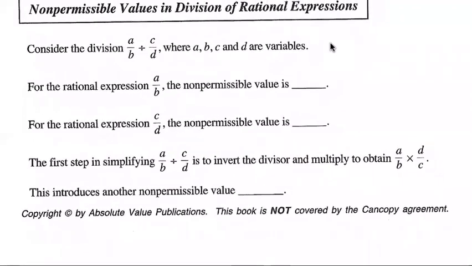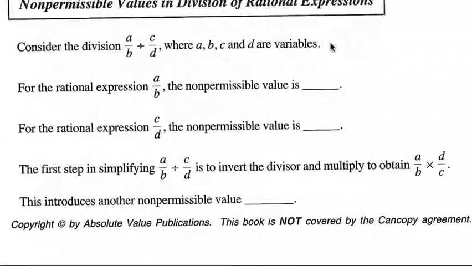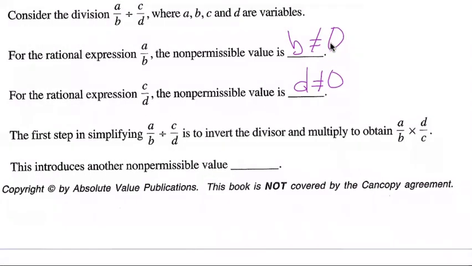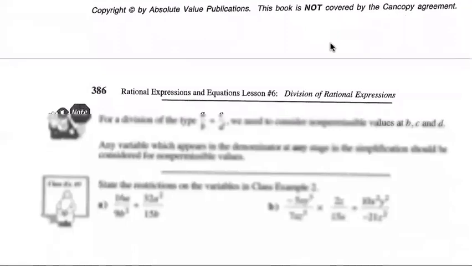For the rational expression A over B, the non-permissible value is B cannot equal 0. For the rational expression C over D, D cannot equal 0. The first step in simplifying this is to invert the divisor and multiply to obtain this. So now you can see C becomes a denominator. So we also have to say that C cannot equal 0. Okay, so that's just a refresher of that rule.